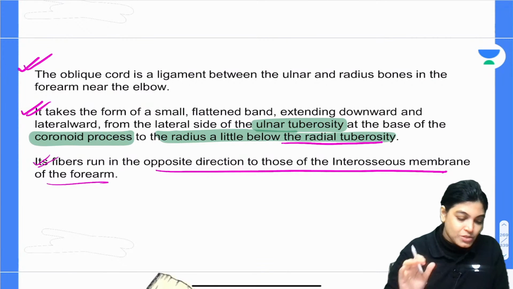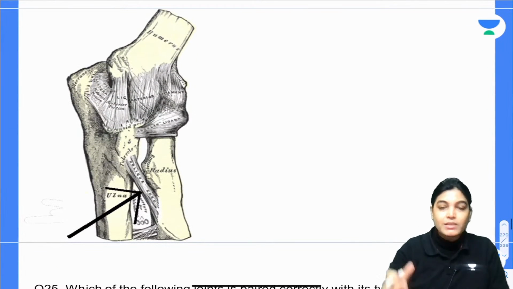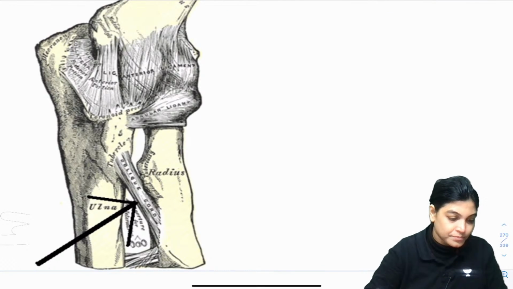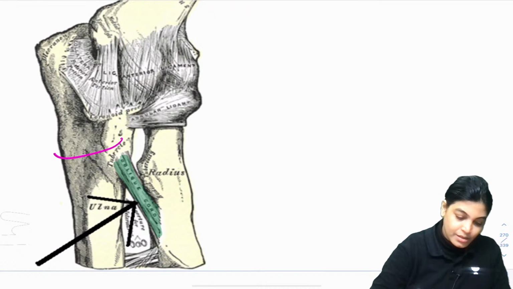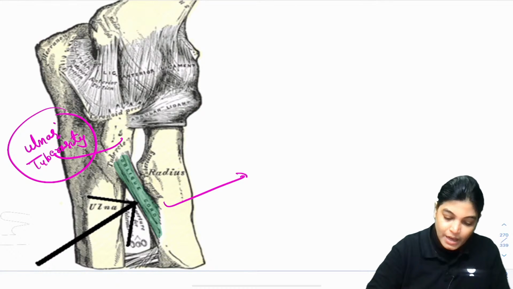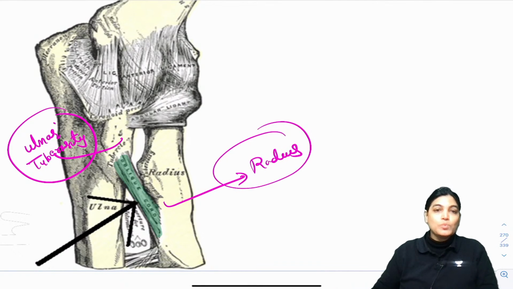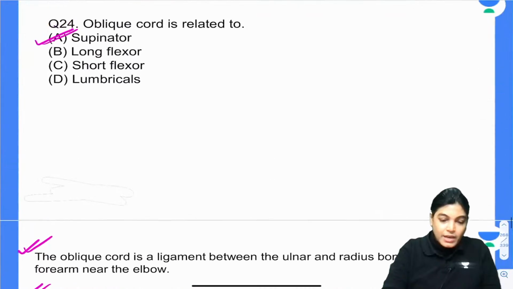Let me show you a diagram, as it is quite closely related to supinator muscle. On the proximal superior aspect we have got supinator muscle. This is exactly the oblique cord. It is a connection between ulnar tuberosity and the radius bone, and proximally at this level we also have the supinator muscle. So, it is related to supinator muscle. Let us move on; yes, I got the correct answer A.